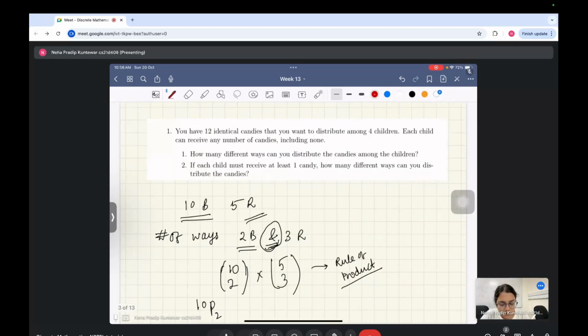Given that, we'll try to solve this question. You have 12 identical candies that you want to distribute among 4 children, and there is no constraint on the number of candies that one child can get. It is possible that one child gets all 12 candies and the rest don't get anything, or it's possible that everybody gets something. The question is, in how many ways can you do this?